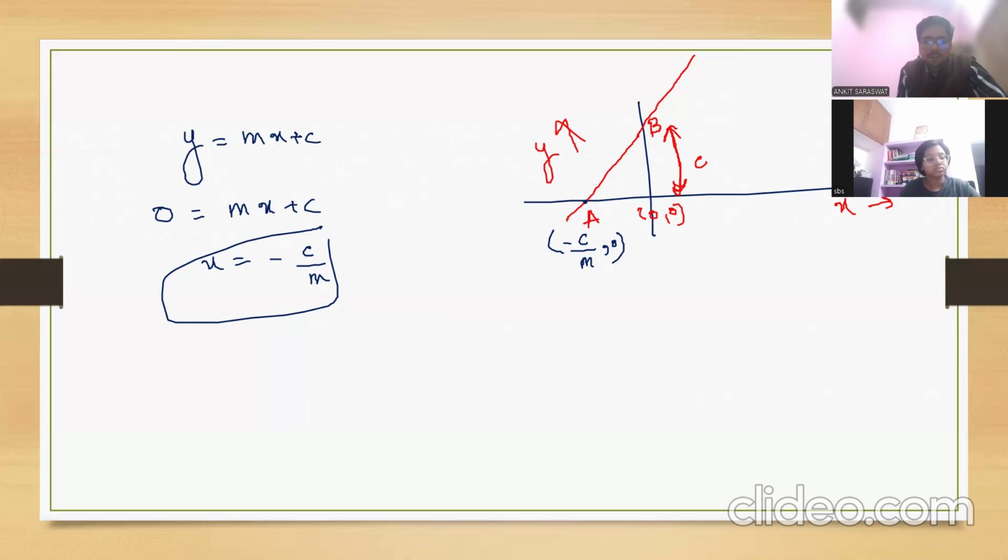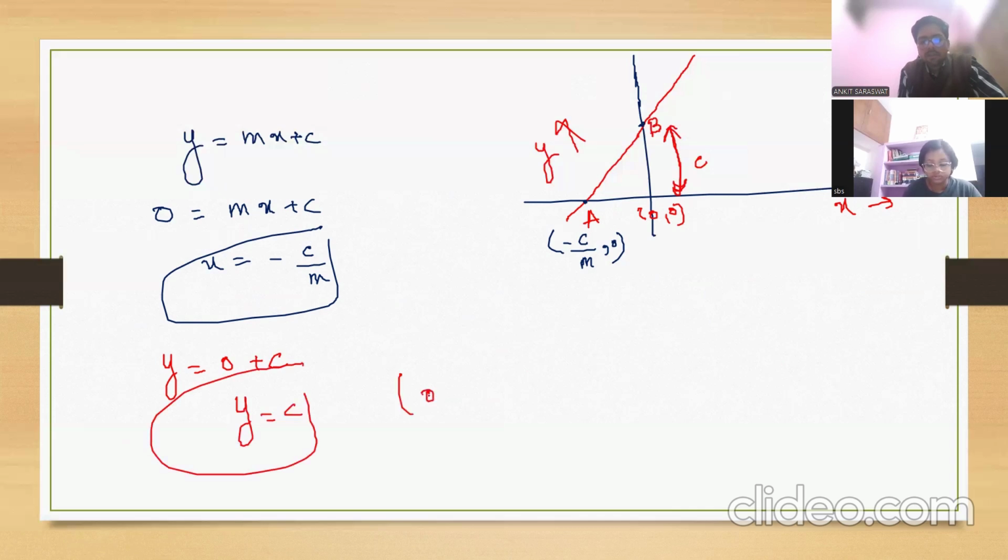In a similar way, tell me what is the coordinate on the y-axis. What is the coordinate of B? On the y-axis, what is 0? x is 0. Very good. So x is 0 means m into 0 is 0, so y is equal to c. This is the coordinate of B, which will be 0 comma c. Is it clear? Any doubt? No doubt, sir. So the coordinate of A is minus c by m comma 0, and the coordinate of point B is 0 comma c.